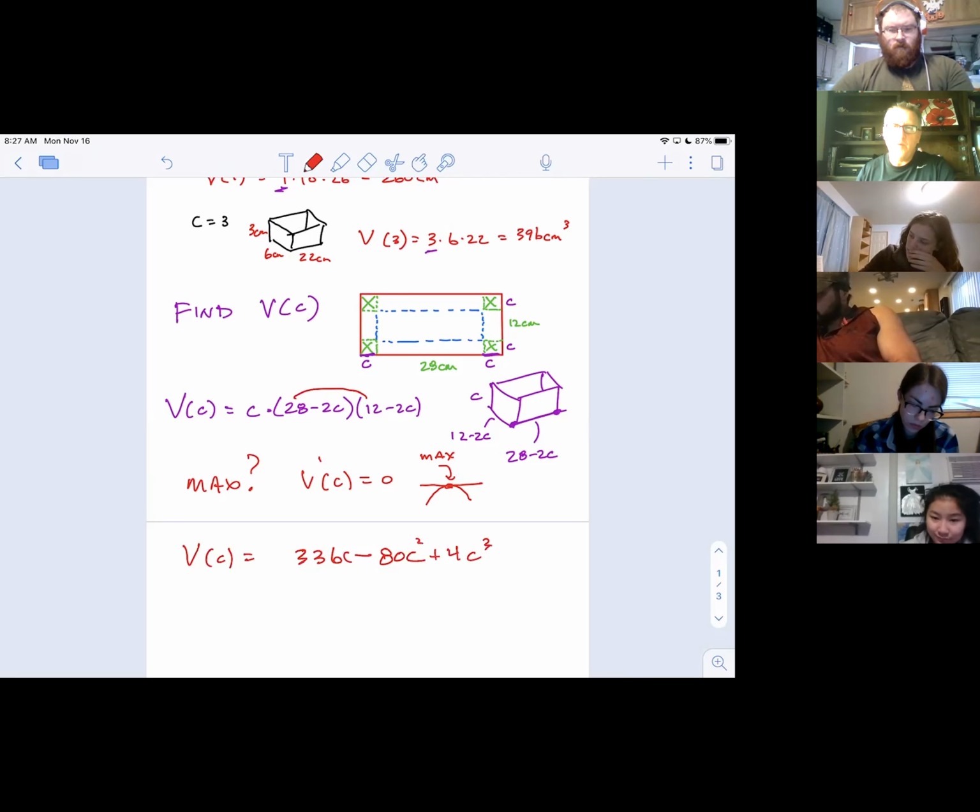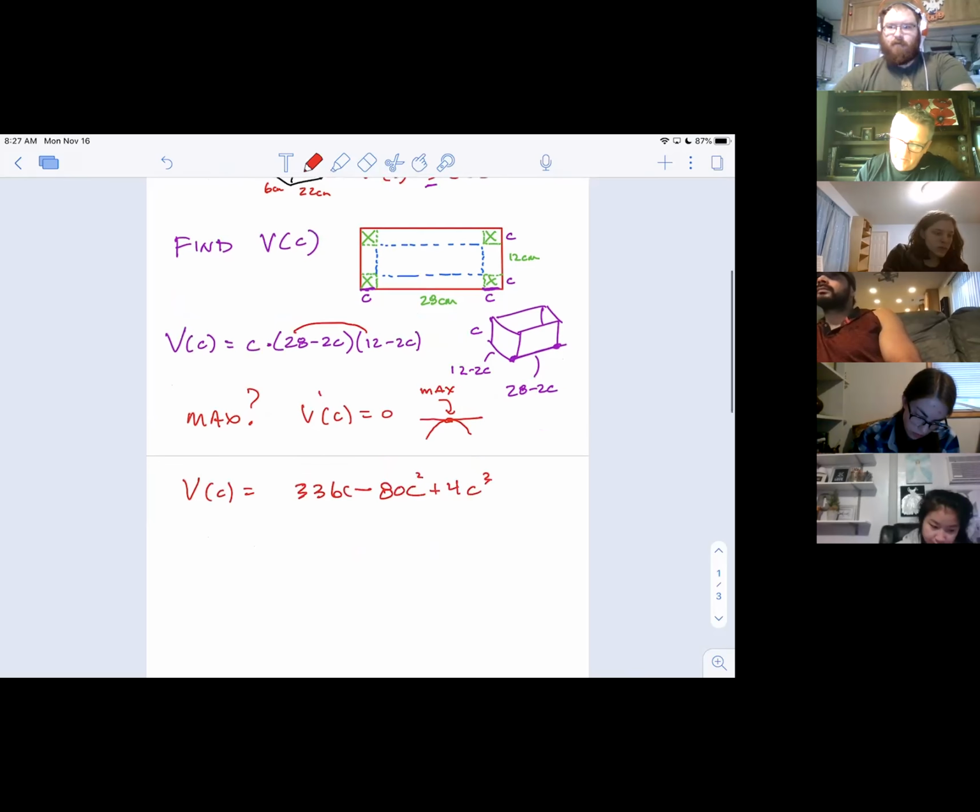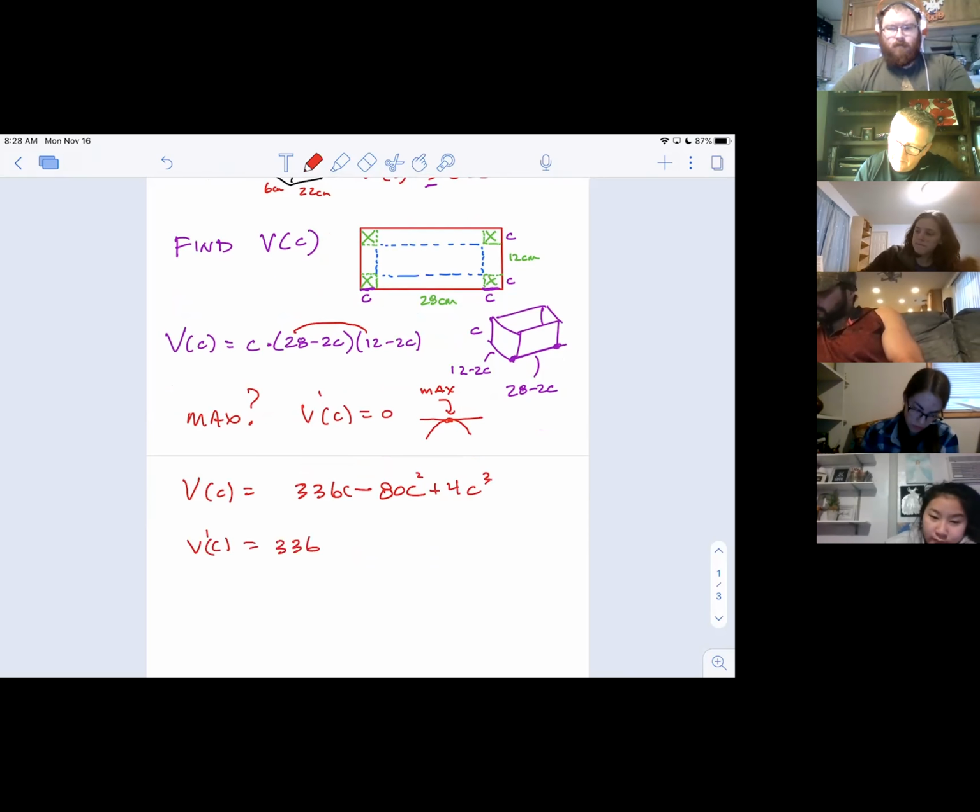And yeah, that's way easier to take the derivative of because it's now a bunch of plus and minus signs. So I say, cool, I don't have to do the product rule anymore. In this case, I think that was easier. So now I can take its derivative. Oh, that's an easy derivative to take. 336C is 336. 80C squared, the 2 gets multiplied by 80 and becomes 160. The C squared drops by 1. 4 times 3 is 12, and that's a C squared.